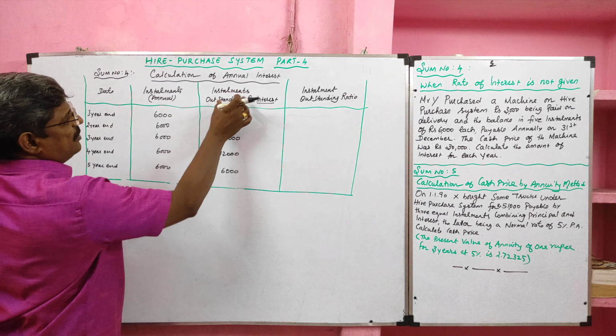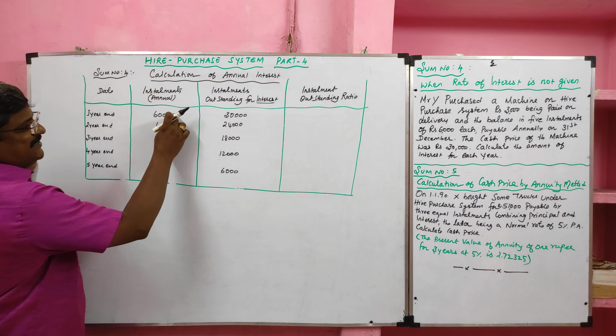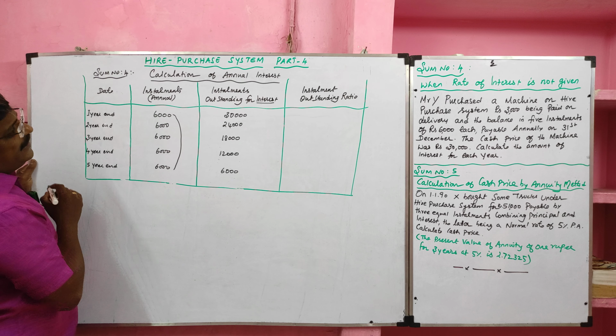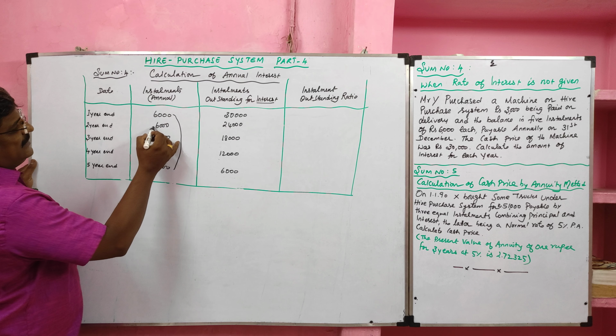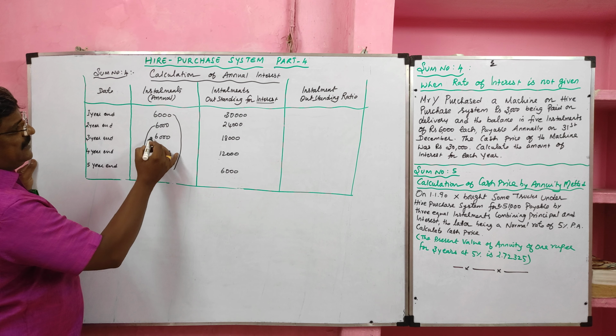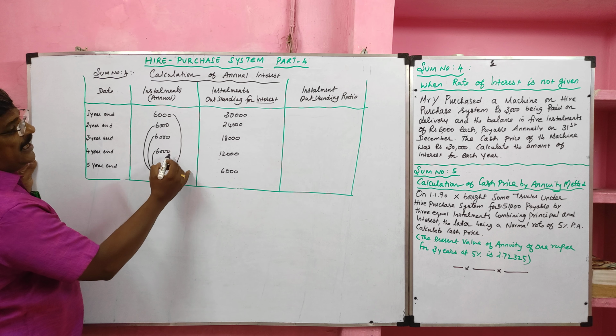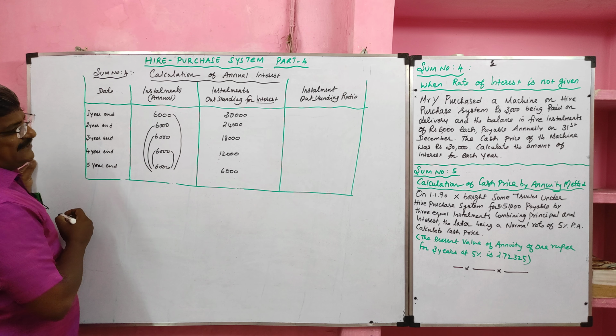Students, I found the installment outstanding for interest. At the end of first year the total installment outstanding is 30,000. Then second year outstanding 24,000. Third year outstanding 18,000. Fourth year end outstanding 12,000. Fifth year end outstanding 6,000 rupees.